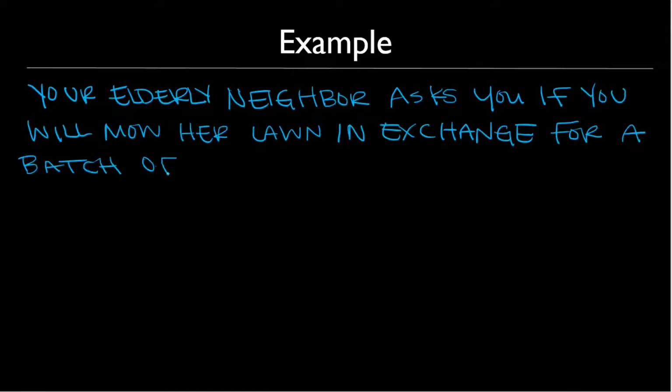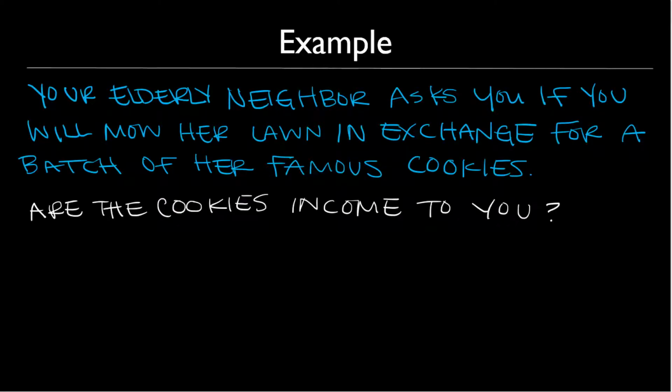Okay, so let's give an example. Let's assume that your next door neighbor, who's a little bit older, asks you if you will mow her lawn in exchange for a batch of her famous chocolate chip cookies. You jump on this. You love these cookies because they're amazing. Now the question is, are the cookies income to you? And is the fact that you mowed her lawn income to her? And the answer is yes, it's income.